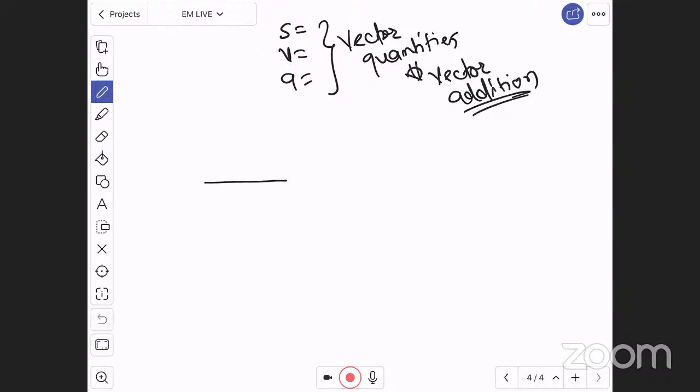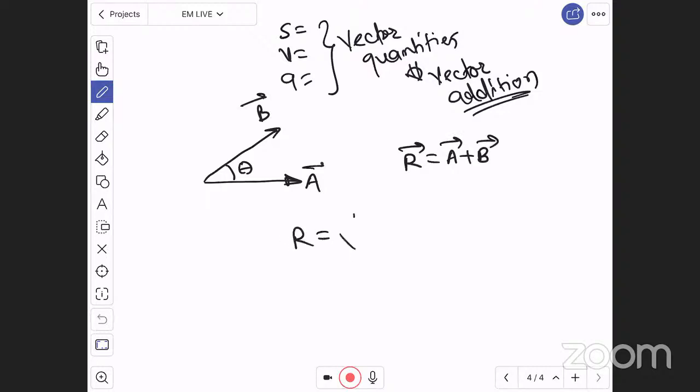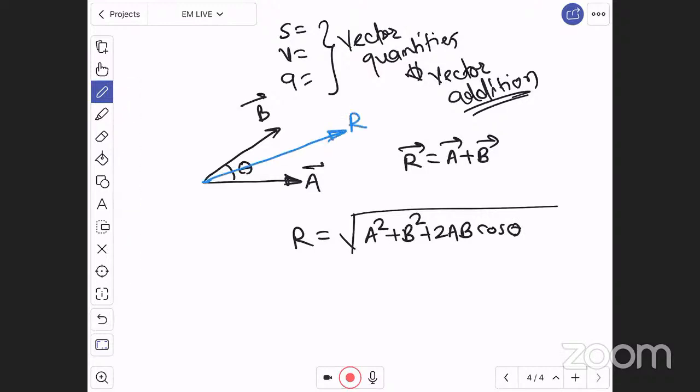Vector addition is nothing but, let us say there is one vector a and another vector b, and the angle between vector a and b is theta. Then if I want to find the resultant vector, which is vector a plus vector b, the formula for this resultant will be equal to under root of a square plus b square plus twice ab cos theta, and this resultant vector lies in between these two vectors. This is the direction of resultant vector that we have seen in law of parallelogram.